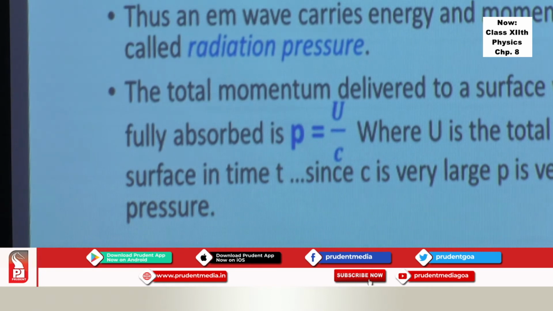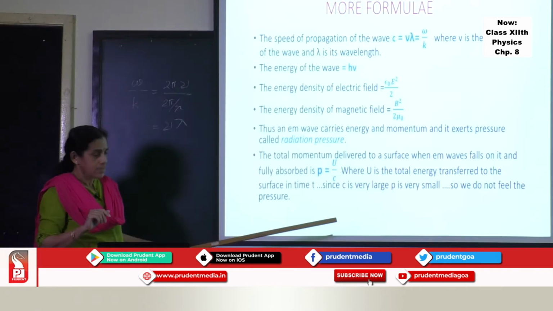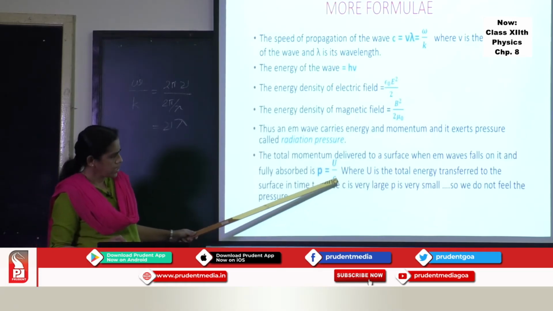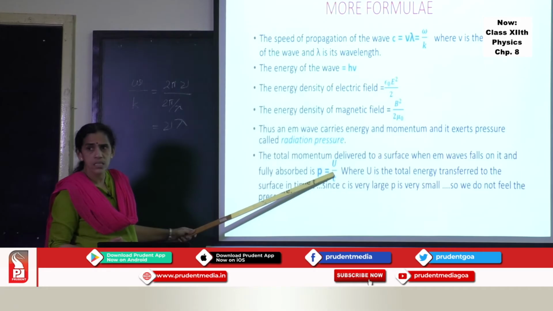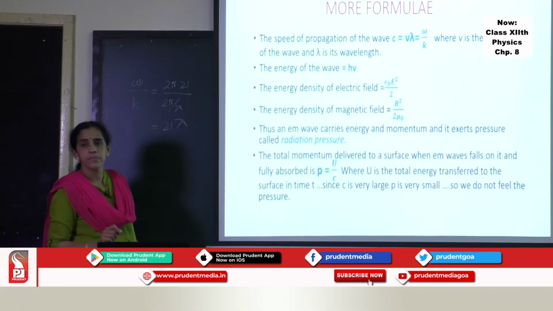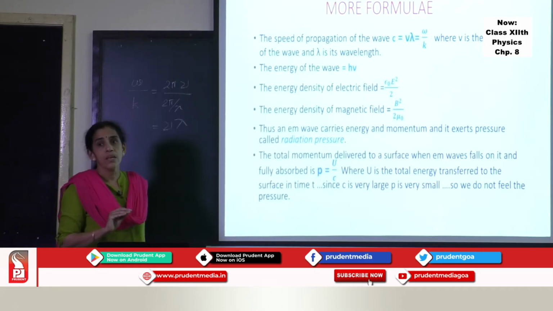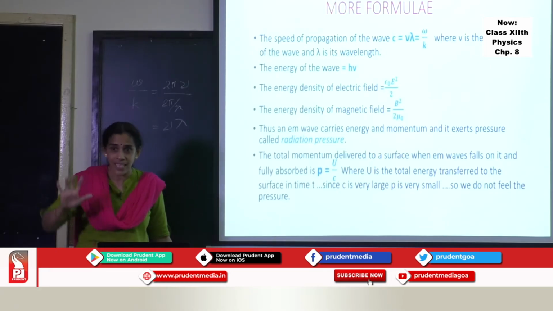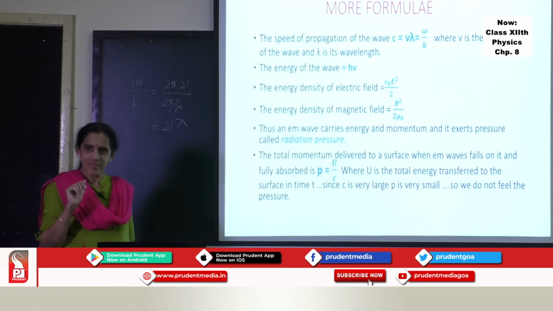300,000 kilometers per second, 3 into 10 raised to 8 meters per second. Therefore, this is going to be very large, and therefore this momentum will be very small. So, that is why when light falls on us, we are not feeling that pressure as if somebody is pushing you. Clear?